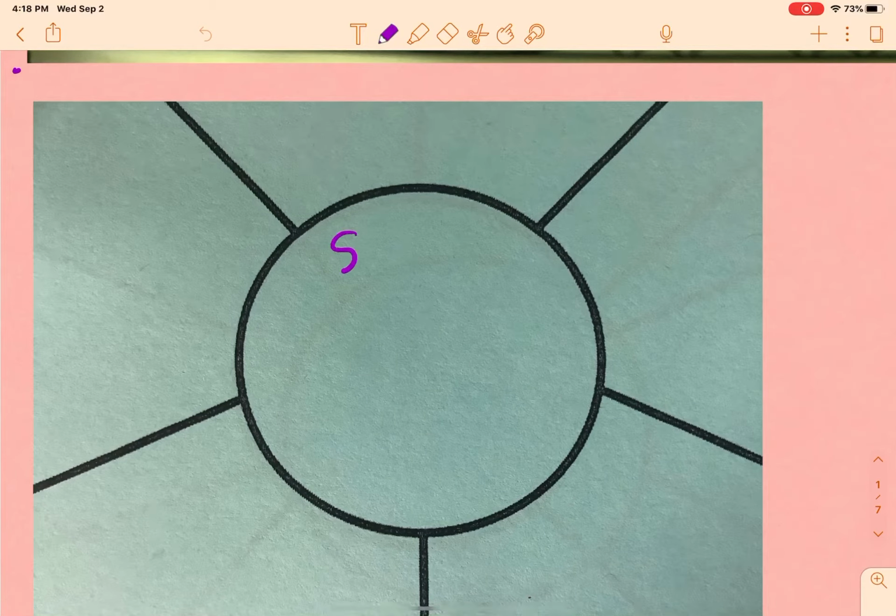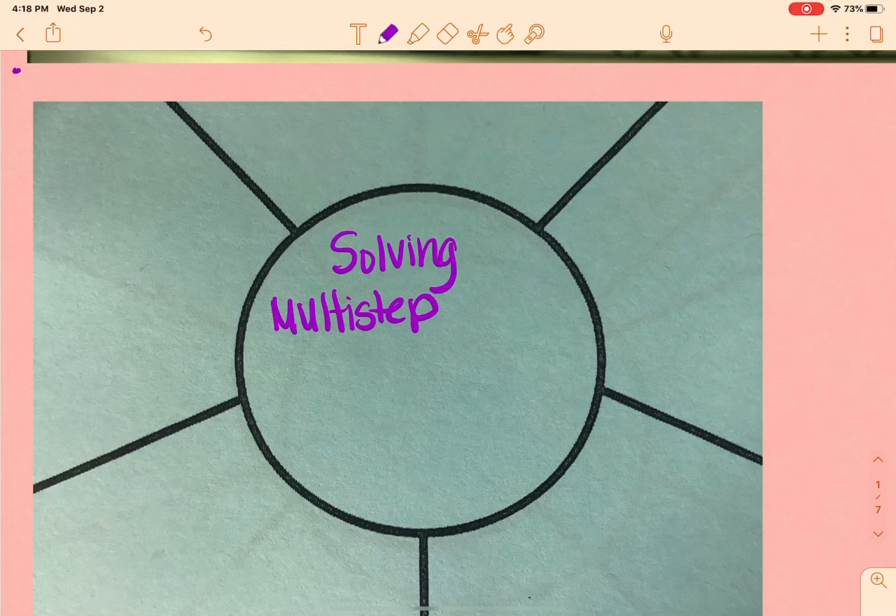and I'm going to label it. This is solving multi-step inequalities, part 2.